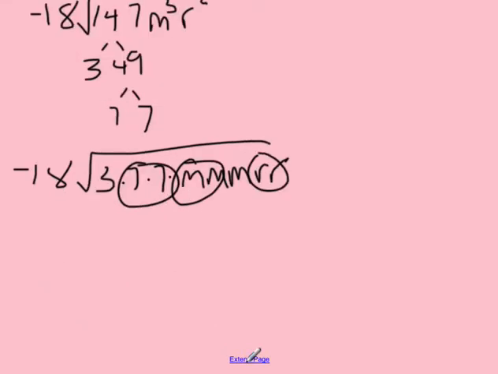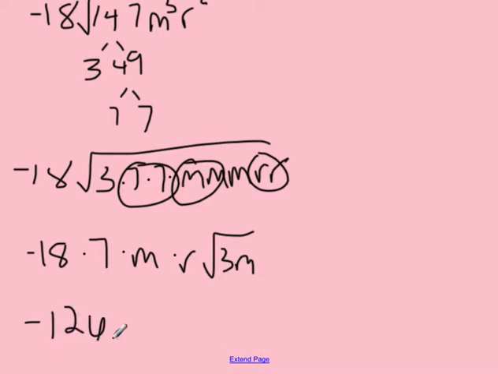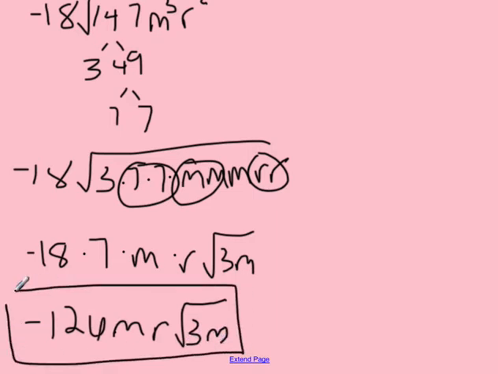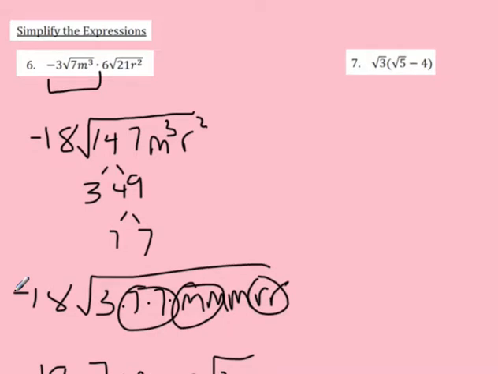So I'm going to multiply those on the outside. So I'm going to have negative 18 times 7 times m times r. And then left underneath the radical is 3m. So then I can multiply negative 18 times 7 is negative 126. And then I'm going to have mr times the square root of 3m. So that's your final answer for number 6. Let's take a look at number 7.